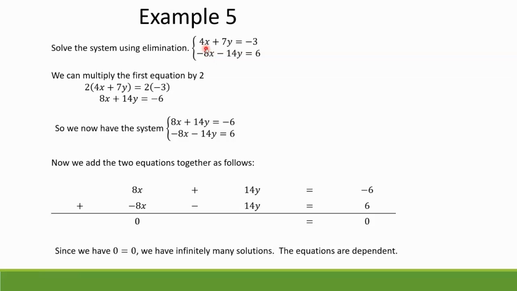So let me say again, here we have 4x, here we have -8x. So looking at this, we can say, oh, well, if we multiply the first equation by 2 and add, x goes away. So let's do that. So we multiply the first equation, both sides, by 2. We have 8x, 14y is -6. That's our first equation has changed.